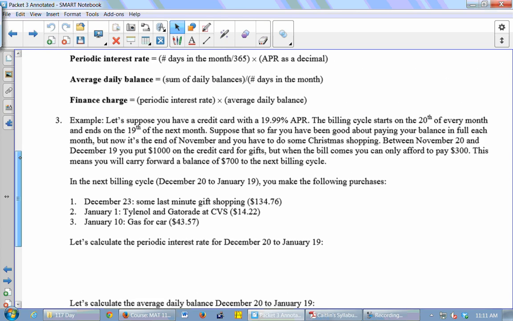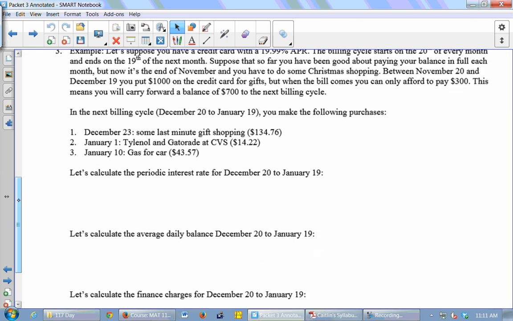All right, so up here, this is how we calculate periodic interest rate. Number of days in the month. So how many days are there December 20th to January 19th? How many days are in December? 31. So the 20th to the 31st would be how many days? 11. Plus 19 more in January is 30. So this is 30 days.